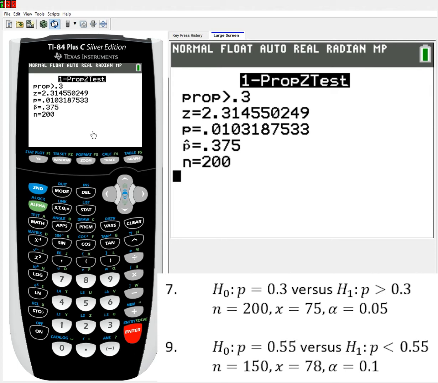For number 9, we instead have the information that the null hypothesis is such that the proportion equals 0.55 compared to an alternative hypothesis where the proportion is less than 0.55. And the information we have to support that is that the sample size is 150, we have 78 individuals with this characteristic, and our alpha level is 0.1.